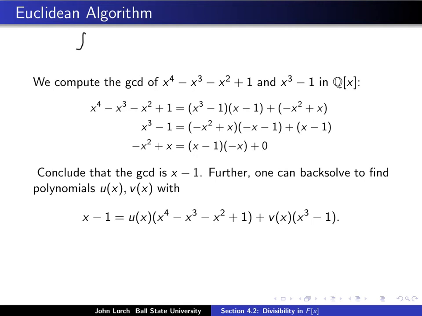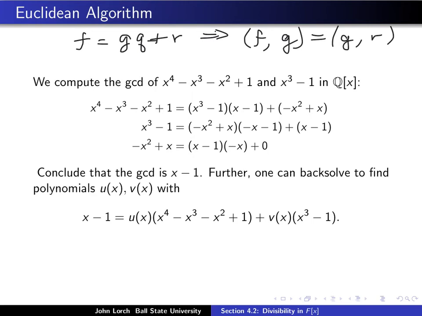And it's sort of based on this fact that if you write f as g times q plus r, then the greatest common divisor of f and g is going to be the same as the greatest common divisor of g and r. In fact, that result for integers was something that you proved on an exam, I believe. All right, so the Euclidean algorithm is based on this idea, and it works just the same as it did in the integers.